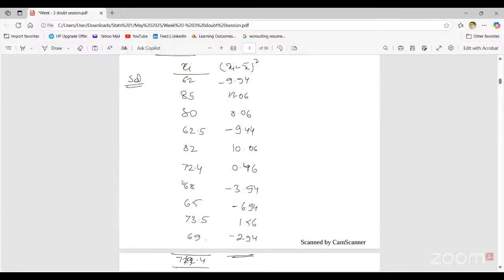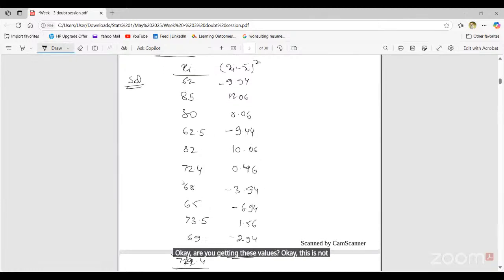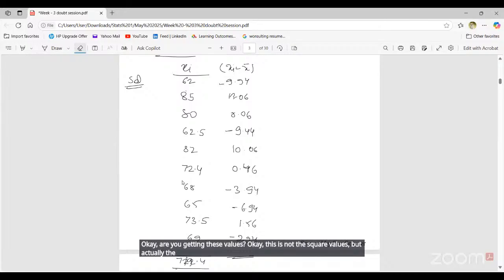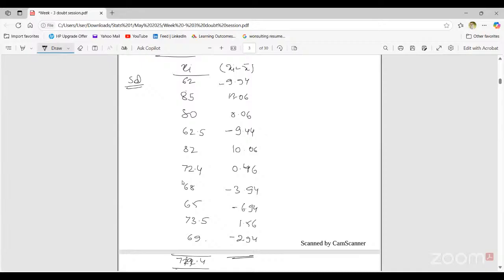Okay, are you getting these values? Okay, this is not the square values, but actually the subtraction. Are you getting all these values? Yes, ma'am. Okay. Then just square this up.